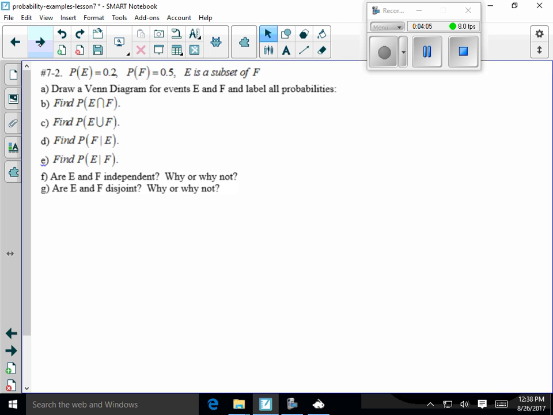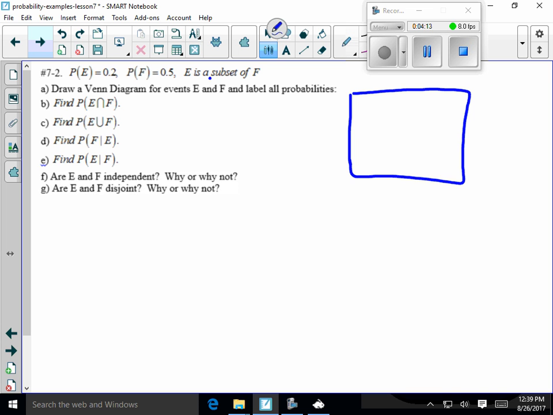Okay, so we'll start by drawing a Venn diagram representing this. So let's see, we have the universal set, and it says that E is a subset, which means E is completely contained inside of F. So if I were to draw this, I would maybe make a big circle for F, and inside that I'd have a circle for E. So E is completely contained inside of F.